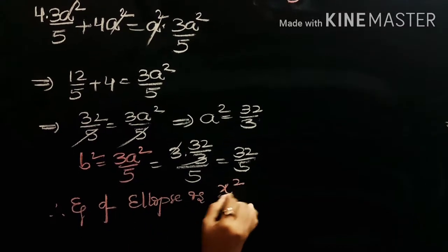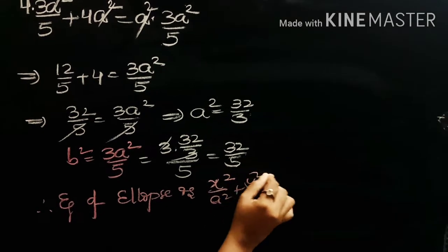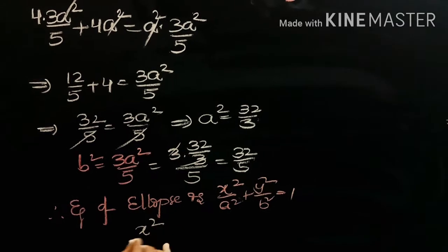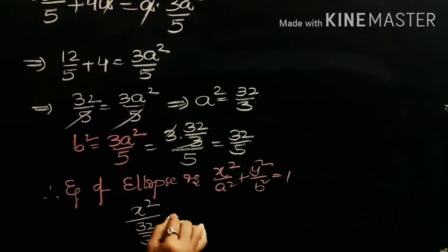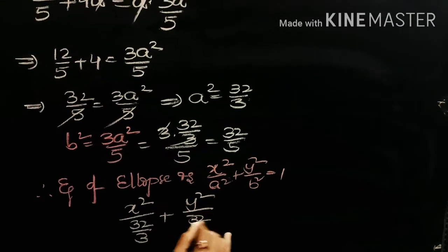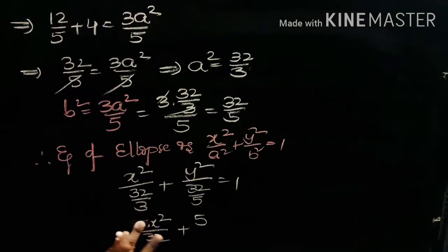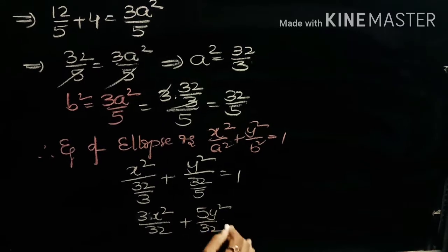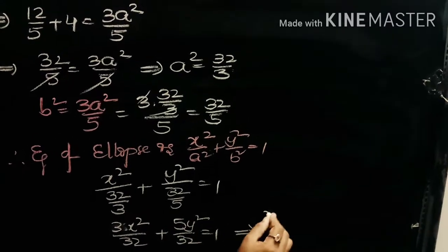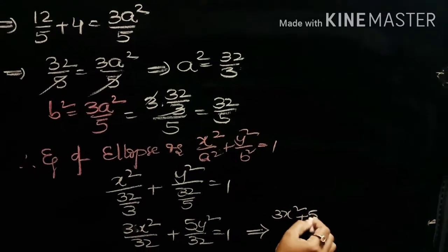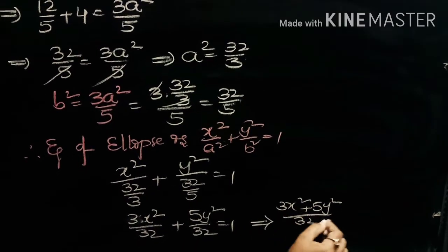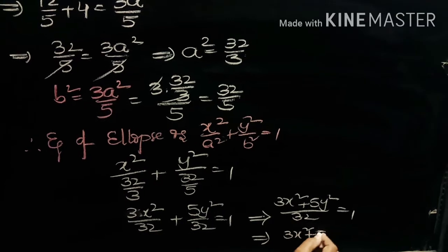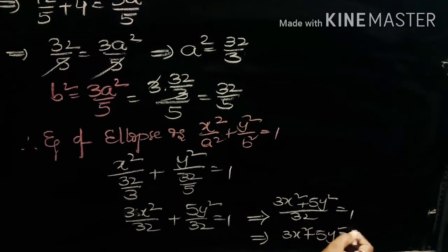x square by a square plus y square by b square is equal to 1. Now we are substituting the values here. x square by 32 by 3 plus y square by 32 by 5 equals 1, which implies 3x square by 32 plus 5y square by 32 equals 1. Taking LCM we get 3x square plus 5y square by 32 equals 1. Therefore the equation of the ellipse is 3x square plus 5y square equals 32.